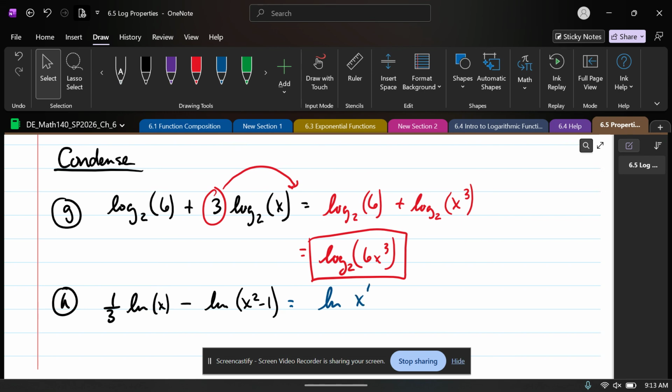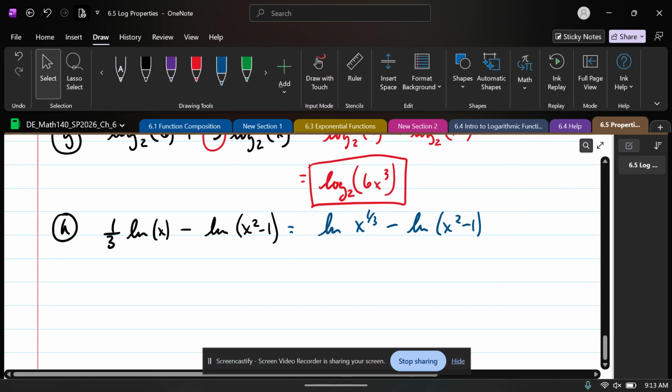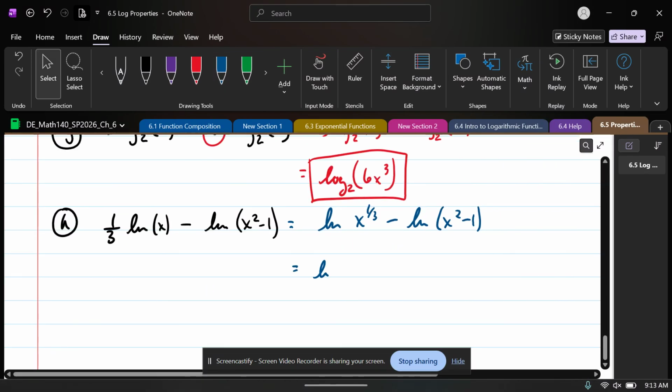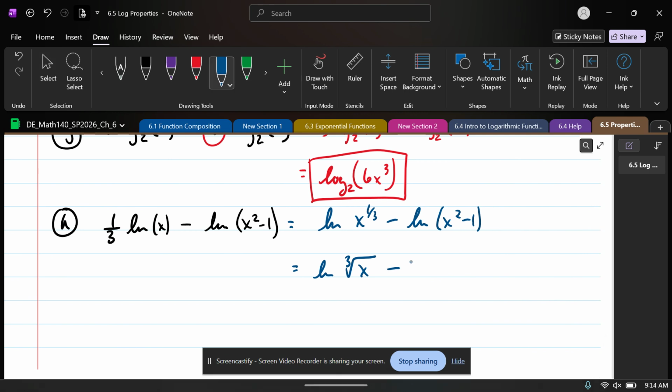X to the 1/3, or you could rewrite it as what? Cube root of x. And that's what you would want to do at some point, change that into the cube root of x. Whether you do that at the first step in one swoop, get that done, hey, I know 1/3 power is a cube root. So I can just go straight there if you want to.